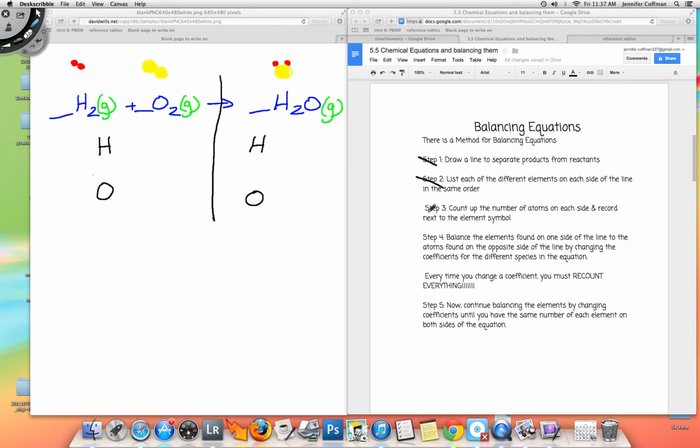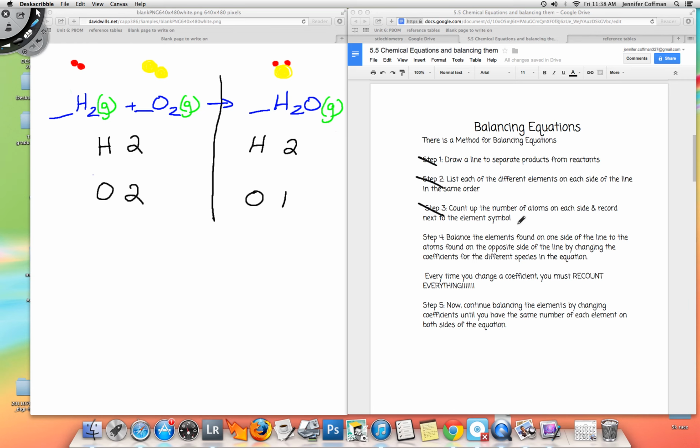Step 3. Count up the number of atoms on each side and record that next to the element symbol. So over here I have 2 hydrogens and I have 2 oxygens. On this side, I have 2 hydrogens and I have 1 oxygen. So that's step 3. So we're already up to step 4. It's pretty easy so far. Pause the tape if you need to. Study what I'm doing.